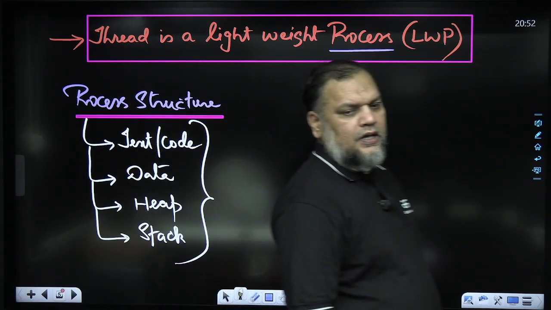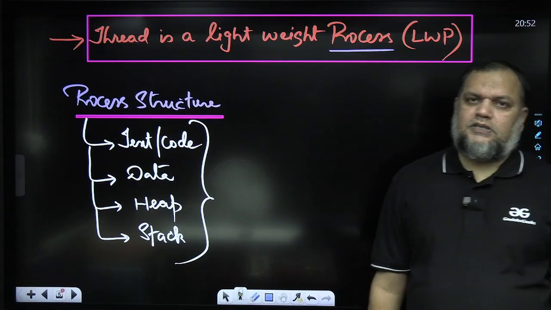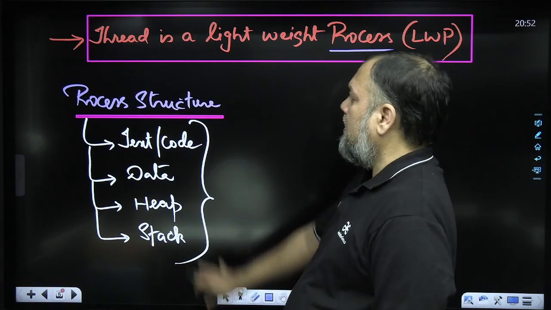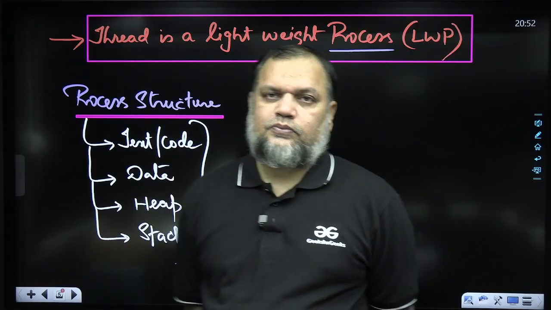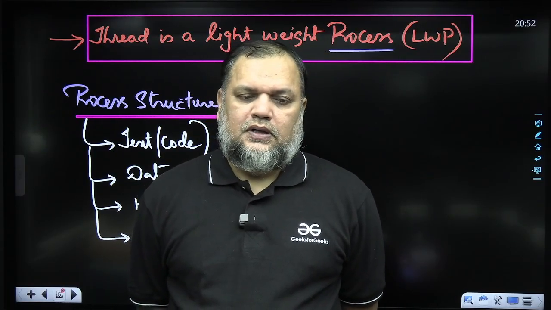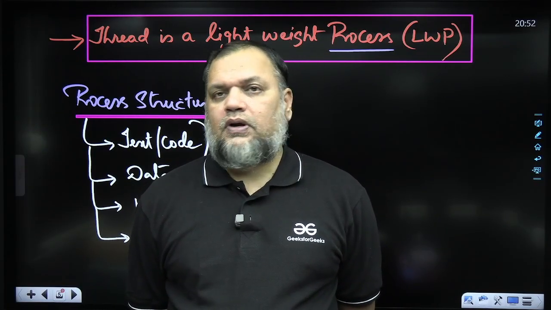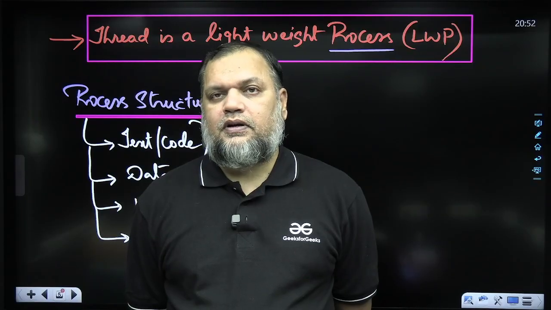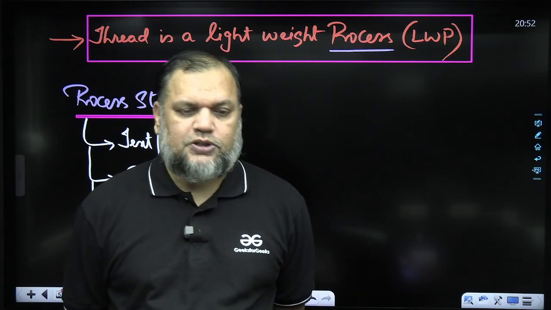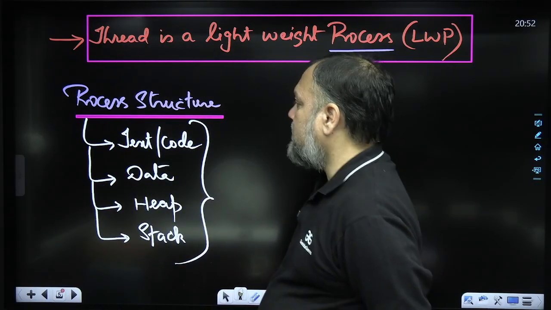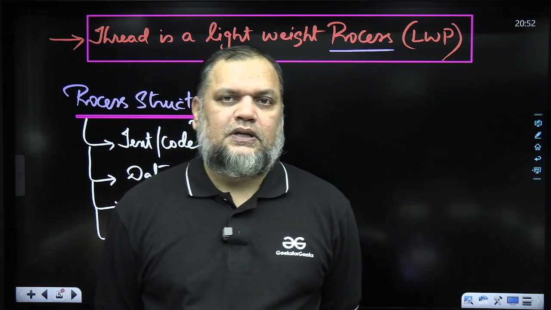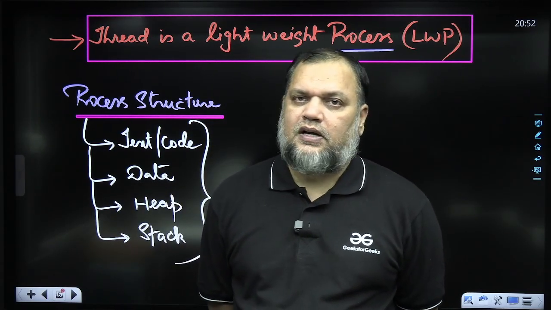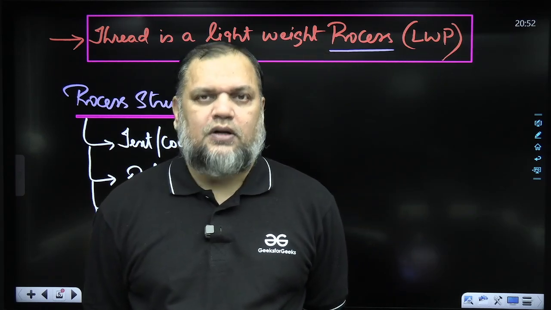So invariably, thread is also a process. The moment I say thread is also a process, does it mean that thread is also going to have all these components? That's the question. We need to understand that. Exactly speaking, thread will not have all these parts independently to itself. There are certain sections, there are certain components which are basically shared among the peer threads of the same process. And some components are independent to each that we need to learn.